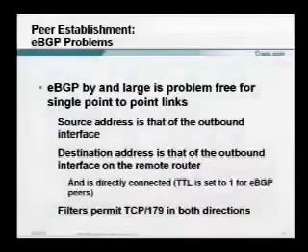Now, eBGP is by and large problem-free when you try and bring up a peering. You only need a one-line configuration. Say the neighbor is this address, that AS number. Yes, the source address is that of the outbound interface, sorry. Destination address is that of the remote router, that's easy too. It's directly connected, time to live is set to 1, there's no real problem with bringing up BGP. You've got your filters right, so you're allowing TCP 179 in both directions.